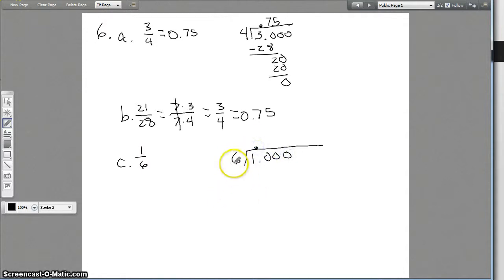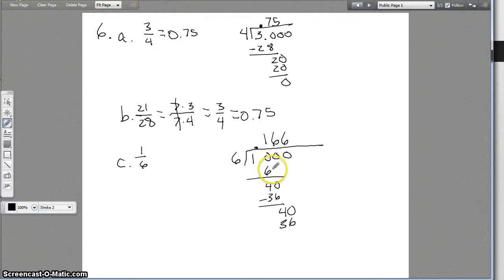Copy my decimal above. 6 goes into 10 just one time. 1 times 6 is 6. 10 minus 6 is 4. We carry down a 0. 6 goes into 40 6 times. 6 times 6 is 36. Do our subtraction. We get 4. We carry down a 0. And we know again that 6 times 6 is going to be 36. And this will carry on with 6's for the end of time.